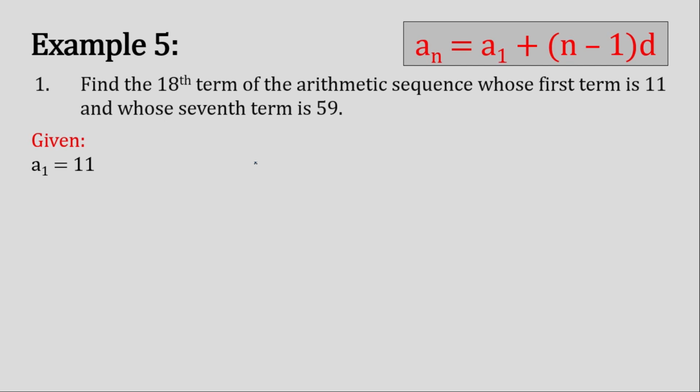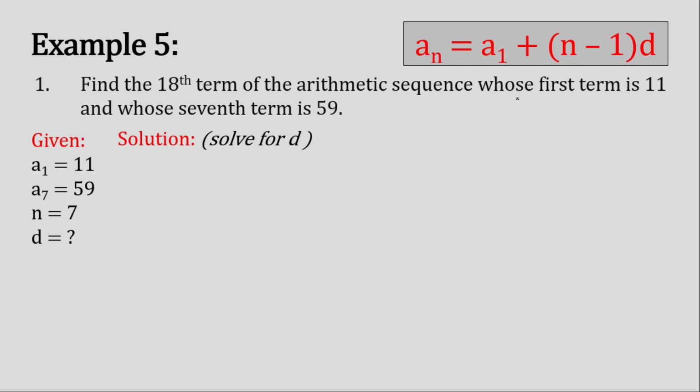We have a sub 1 as 11, okay? And we have a sub 7 as 59. We will use the value of n as 7. We will use this as a reference in order for us to get the common difference, because a sub 7 is equal to 59. We will use 7 as the value of our n because we don't have the common difference. Now let's solve for d. D is very important in order for this formula to work.